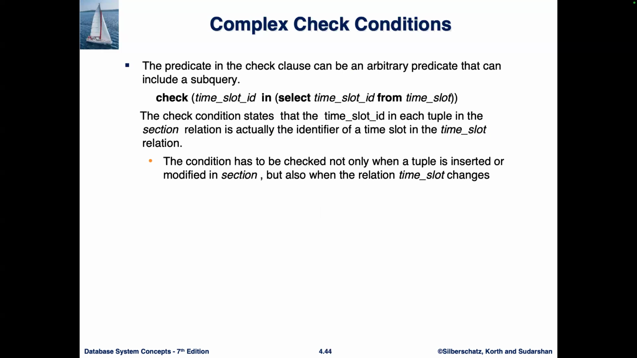Let's look at how check constraints can include subqueries, allowing us to enforce complex conditions. For example, we might want to ensure that the time slot ID in the section table corresponds to an existing time slot ID in the time slot table. So we have this check clause: check time slot ID in, select time slot ID from time slot. The check constraint ensures that every time slot ID in the section table matches a valid time slot ID in the time slot table. When is this checked?